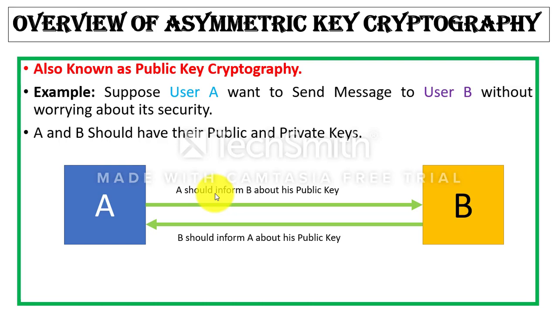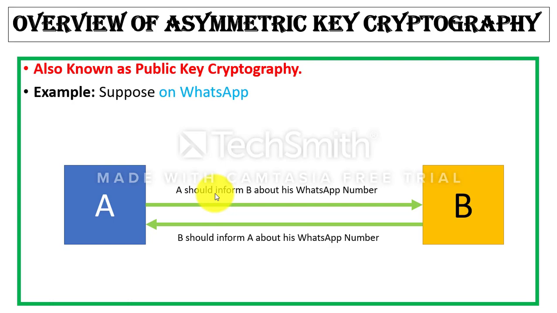So for example, this is my own example for the easy understanding of this. For example, just suppose on WhatsApp these two users want to send message. So first, in order to exchange the message between two individuals, we need their WhatsApp number. So A should inform B about his number and B should inform A about his number. Suppose they exchange the number. Now A informed B about his number and B informed A about his number.